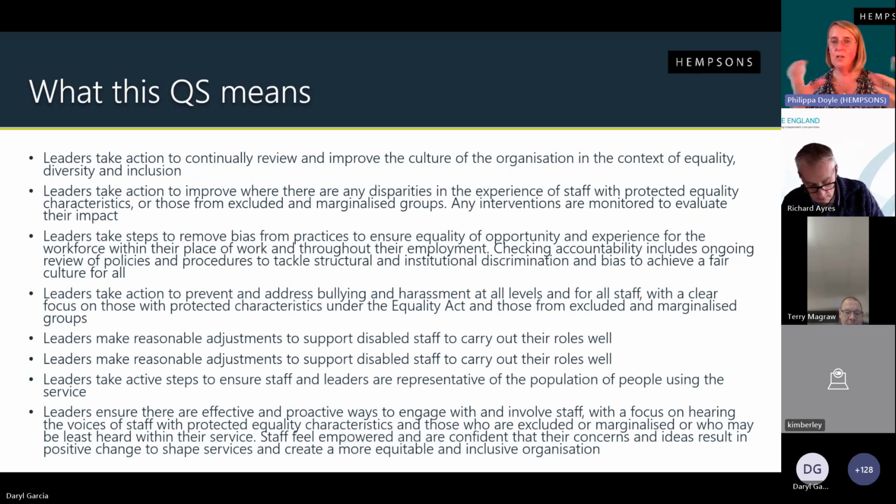So again, very similar comments and very similar themes from that last Freedom to Speak Up quality statement as well, that there's information that you can use on a number of different levels. The same information might be useful to answer different quality statements. If we go on to the next slide, please, Daryl.